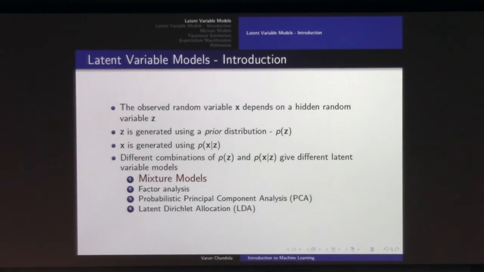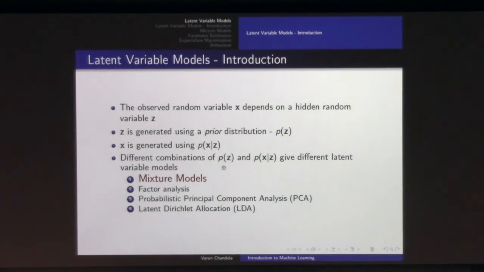So this is a more statistical introduction to latent variable modeling. The idea is that you have some random variable x that you observe, but x actually depends on a hidden random variable, which is z. Z is generated using some distribution p of z that we don't know, and x is generated using p of x given z. So this is a different distribution. Now in literature, you will find many examples of latent variable models, and the difference between all of them is what z is, what x is, and so on.